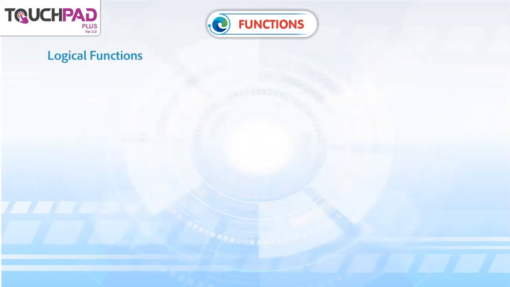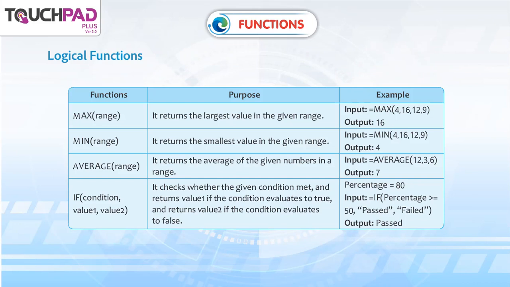Logical functions. MAX(range). It returns the largest value in the given range. Input: =MAX(4, 16, 12, 9). Output: 16. MIN(range). It returns the smallest value in the given range. Input: =MIN(4, 16, 12, 9).